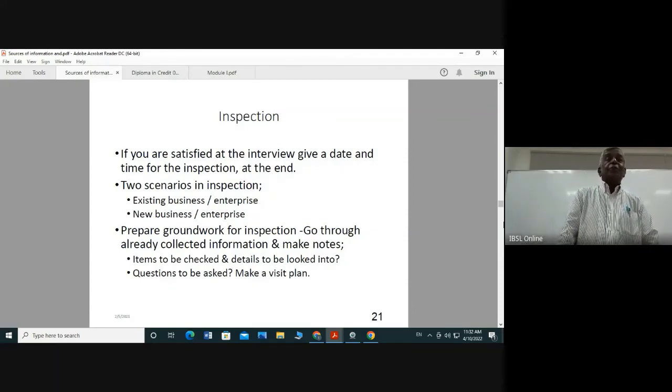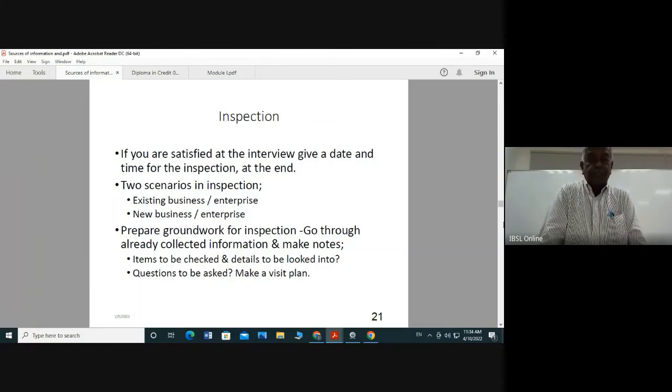Then, if the collected information at the interview is satisfactory, you go for the inspection. If you are satisfied at the interview, give a date and time for the inspection at the end. So now, one by one. First, we go through all the information, various reports, documents. Project report, business plan. You gathered information about the customer and his business operation, and then you invited him for an interview. There you interacted with him, gathered additional information, and got clarity on information which was not clear earlier. If you are satisfied, you can go further. Then give him a date and time for the inspection of the site or the project.